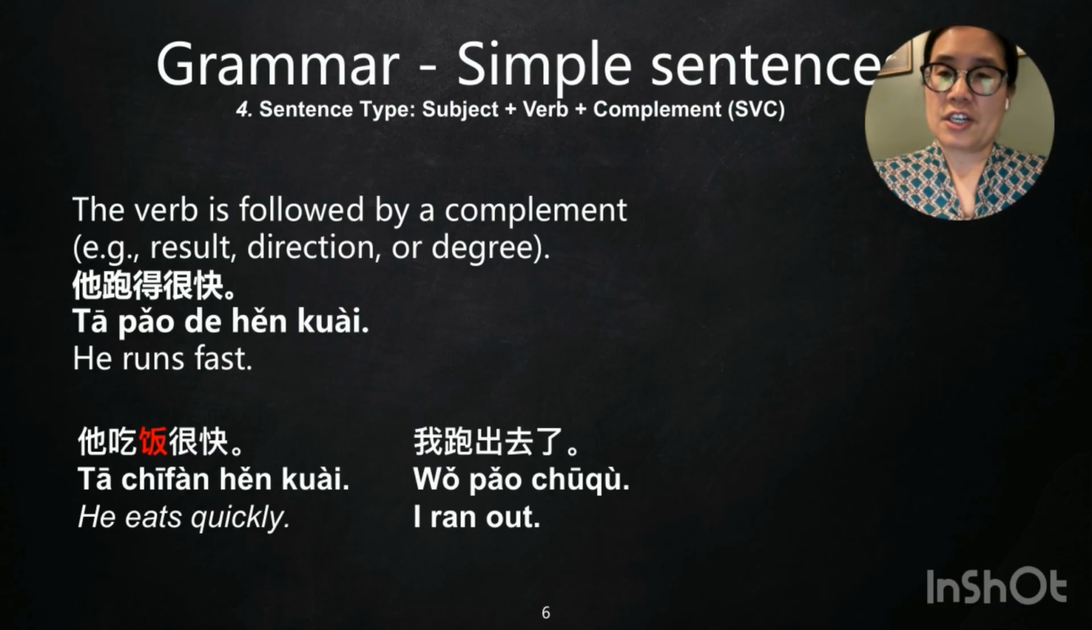Another example is 他吃饭很快, he eats quickly. So again, the 很快 or the quickly indicates how fast they eat, right? So it expresses extra information about the action. The last sentence is 我跑出去了, which means I ran out. So the 出去了 or the out indicates the direction of the verb run. So you can see in all the three examples, there is some extra information. Typically, it is an adverb. So the adverb adds more information or an extra layer of information for the verbs.